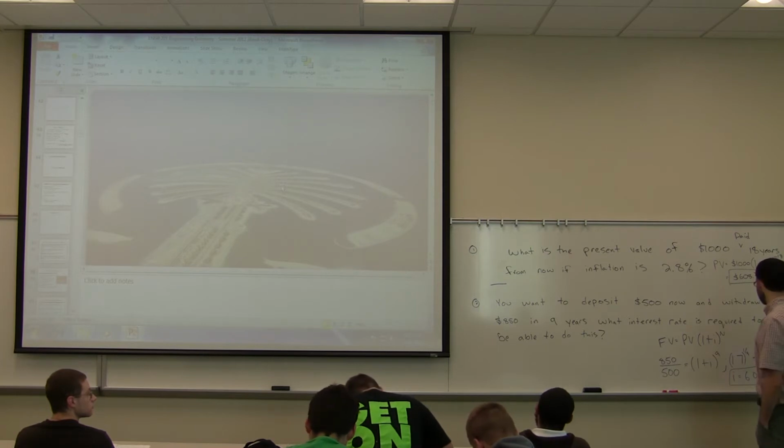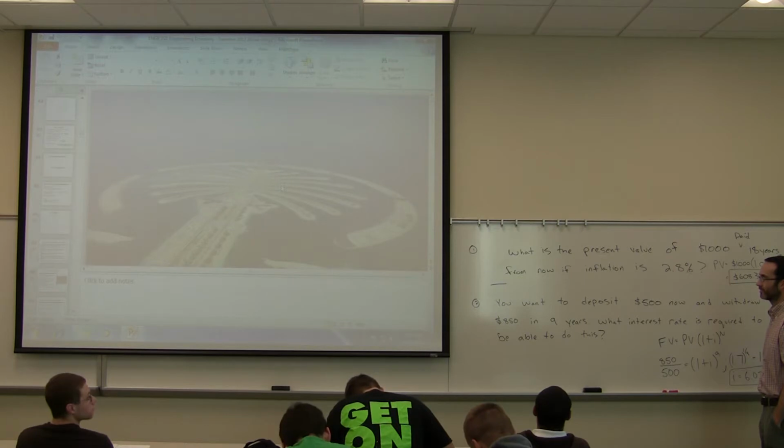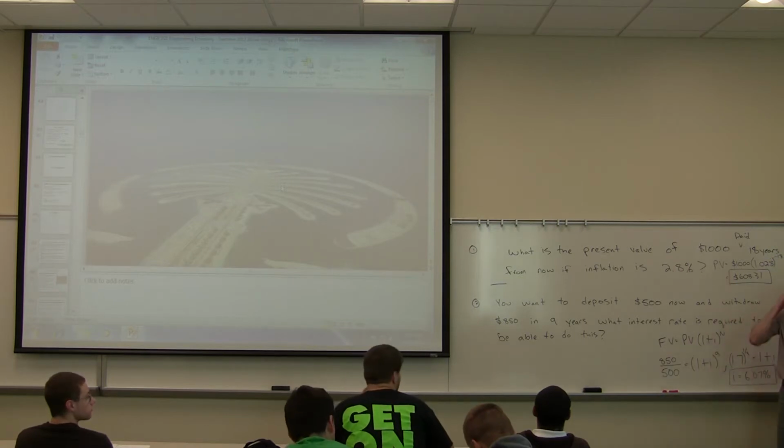Having just a few of these general equations can be applied in lots of different situations. So any questions on this?